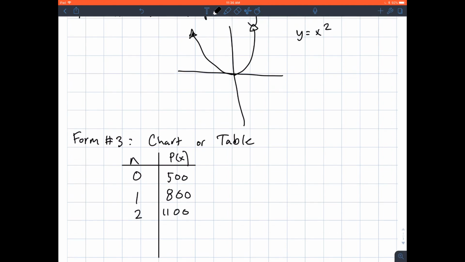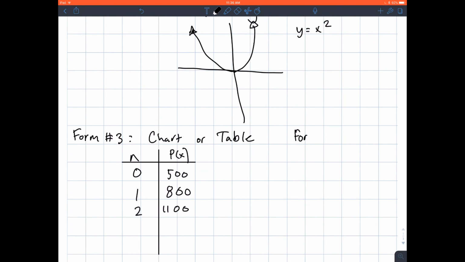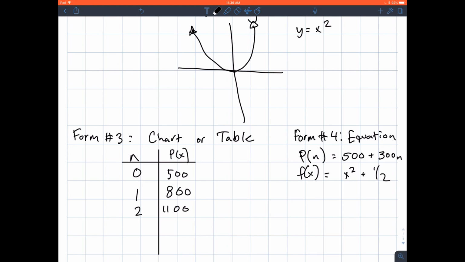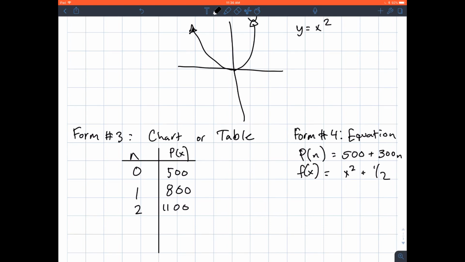Alright. The 4th way, form number 4, is by equation. So the equation can look something like P of n is equal to 500 plus 300n, and f of x is equal to, I don't know, x squared plus 1/2. That's still a function, okay? Anytime you see p of parentheses of some letter, it's a function in layman's terms, for example.